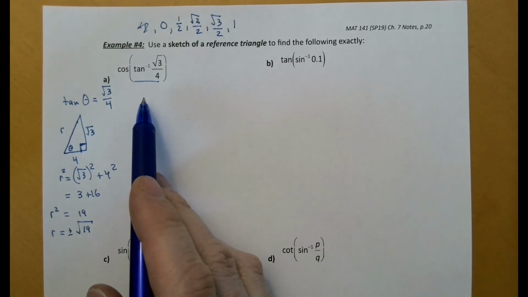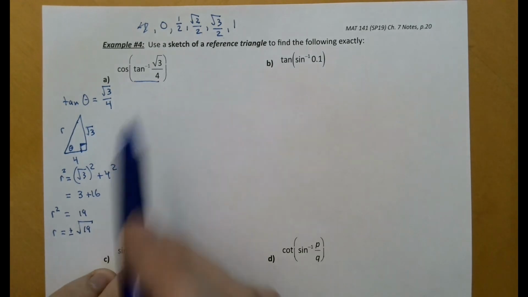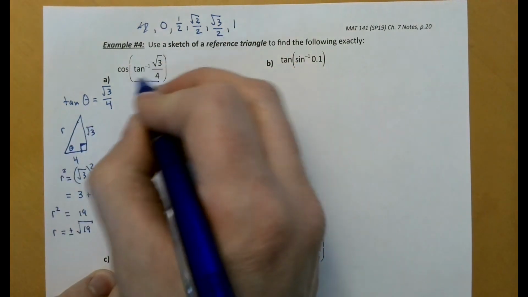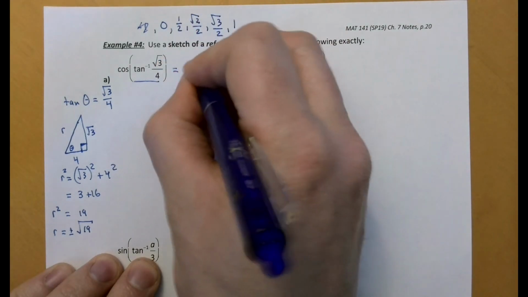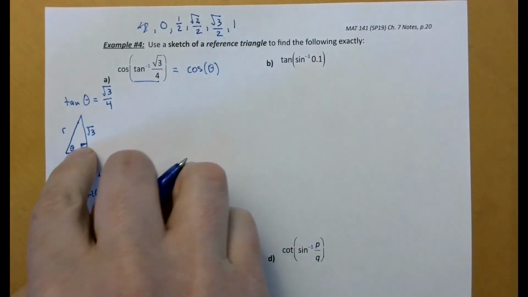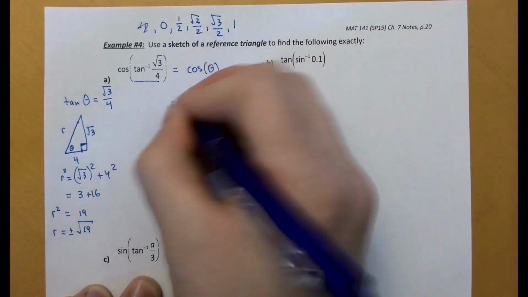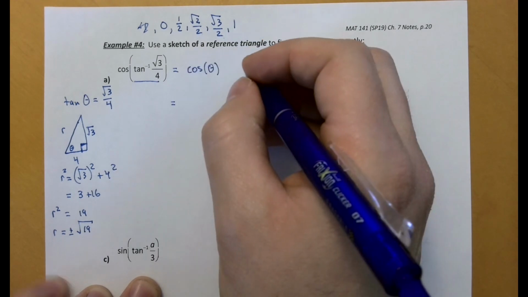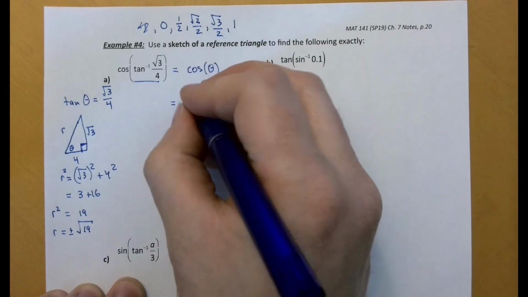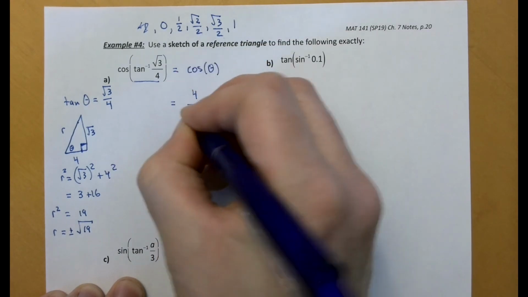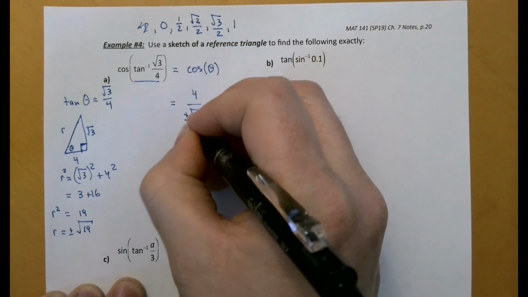So let's see. Since we know this is just some sort of theta, we really know that this is saying cosine of some theta, whatever it is, we could use our calculator to find it, is going to equal something. But we know cosine itself is defined as the adjacent over the hypotenuse. So this is 4 over plus or minus the square root of 19. All we have to determine is which of these two values it should be.